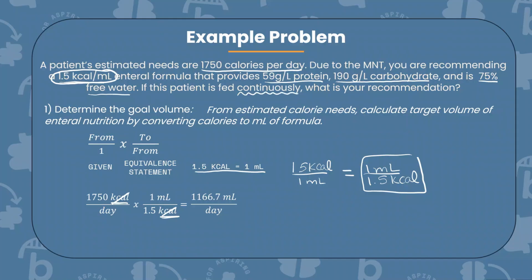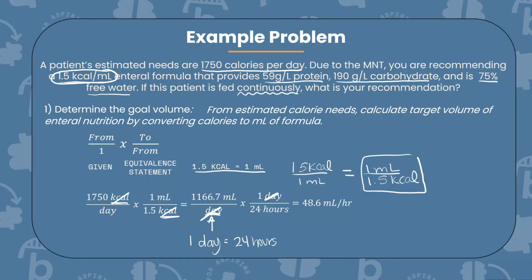Since this patient is fed continuously, it's helpful to know how many milliliters an hour this is. And so we need another equivalent statement that tells me in every one day, there are 24 hours. So we're converting from days into hours. I want to get rid of these days, which means days is going to go into the numerator so that days cancels out. One day is 24 hours, which means we need to feed this patient 48.6 milliliters every hour.